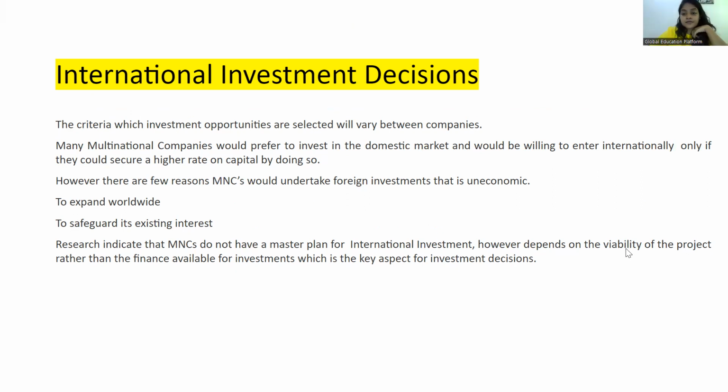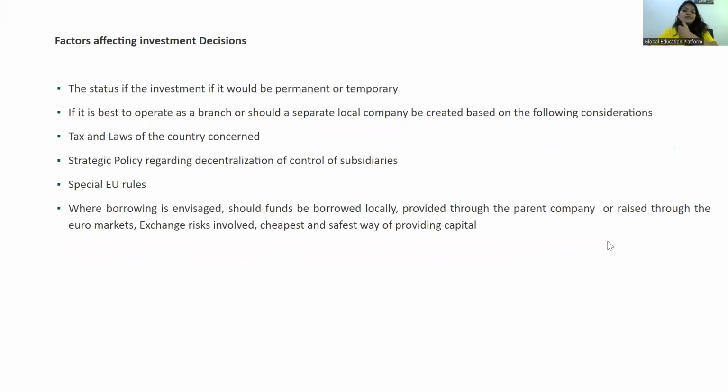Right. The next is about the factors affecting international investment decisions. The first one is the status of the investment: whether it would be permanent or temporary. Then, is it best to operate as a branch, or should a separate local company be created, based on the following considerations? They want to make sure whether it can be operated separately as a branch or should continue as a separate local company. So that depends on the following elements.